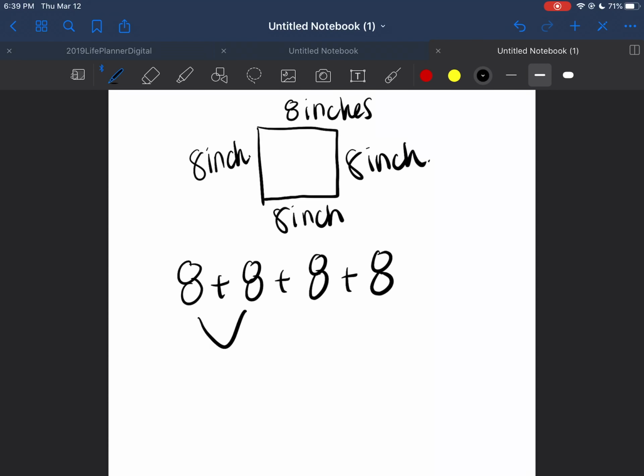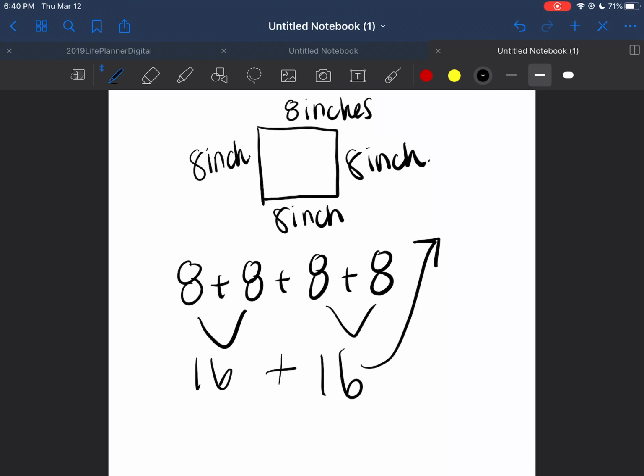We know that 8 plus 8 is 16, and 8 plus 8 is 16. Now I wonder what 16 plus 16 is. You could use a calculator to solve. However, I think it would be better practice to use a strategy to help us solve. So I'm going to use base 10 blocks to help me solve this problem.